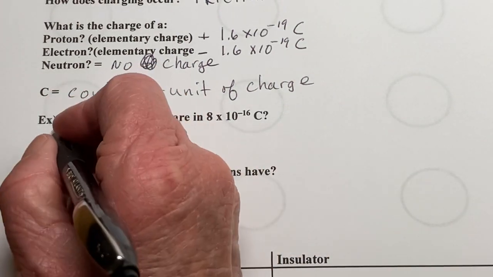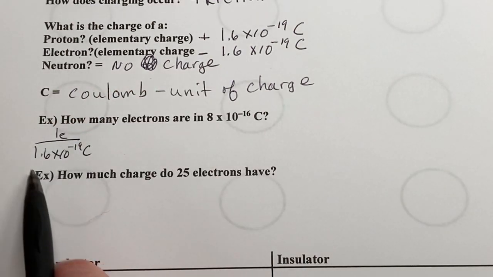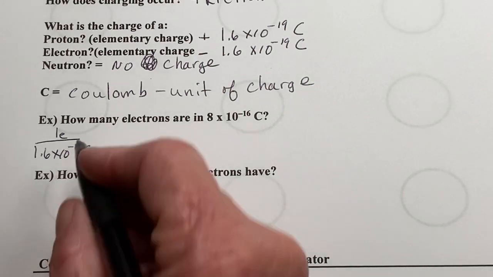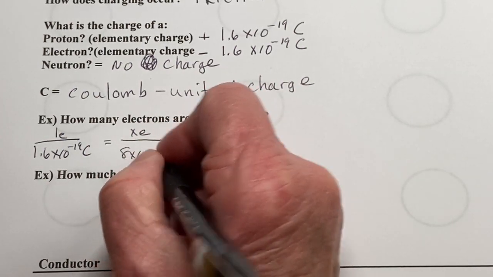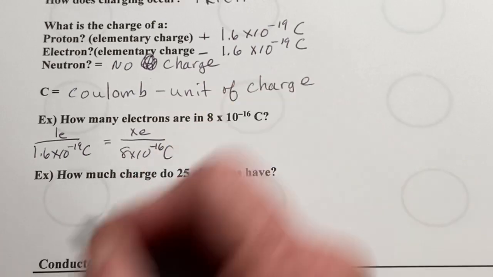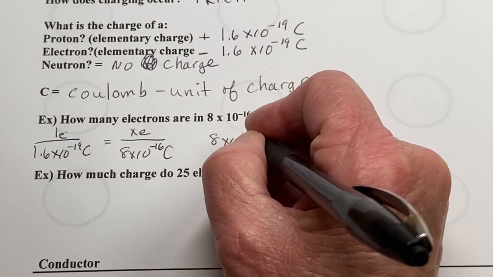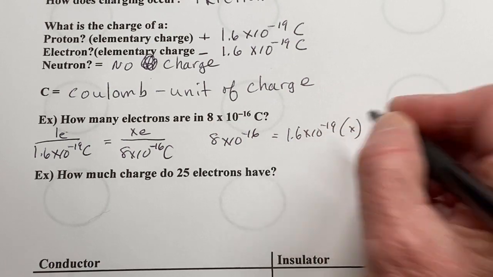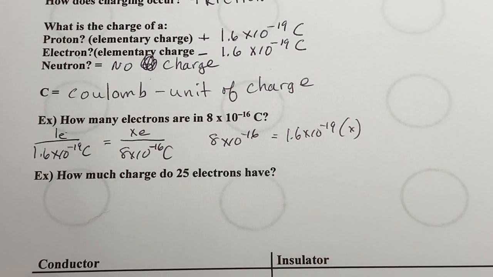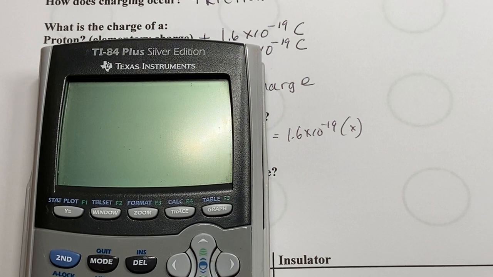So let's try these. We're going to set up a ratio. How many electrons are in this much charge? We know that 1 electron is 1.6 times 10 to the negative 19th coulombs. I'm not using negatives in here because I'm just looking for a value. Then we have x electrons, which is what I'm looking for, in 8 times 10 to the negative 16th. I don't really need to put the units in here. The easiest way to do this is cross multiply. 8 times 10 to the negative 16th equals 1.6 times 10 to the negative 19th times x. Let's grab a calculator and make sure you're typing these in correctly. So let's turn it on. I guess that would be helpful.